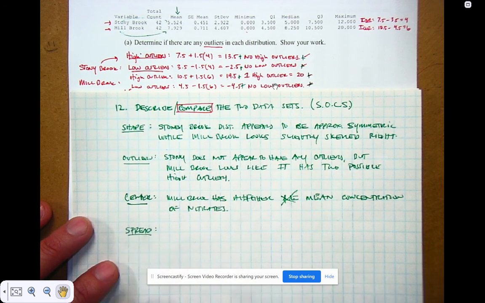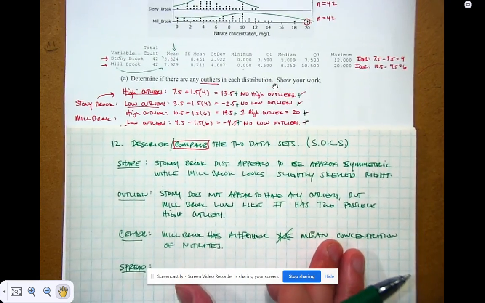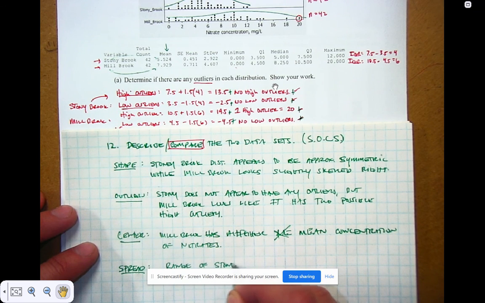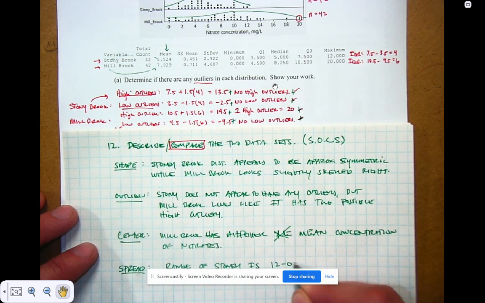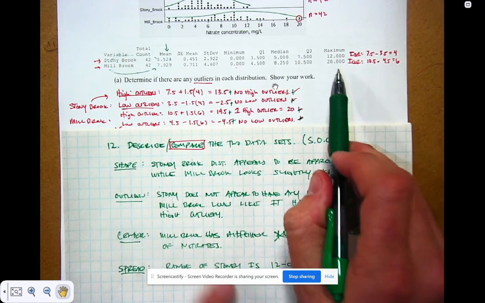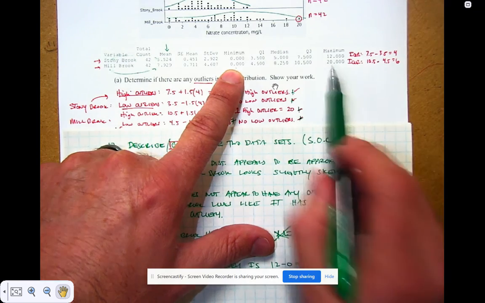Okay, the last one here is spread. You must address all four SOCS. And the spread, an easy one to do would be the range. And so let's do the range. The range of Stony is, right, the max value they told me is 12 minus 0, so 12. Or let's just compare it right now. So the range of Stony is 12, and look at the range of Millbrook is 20 minus 0. Okay, so this one's going to be less.